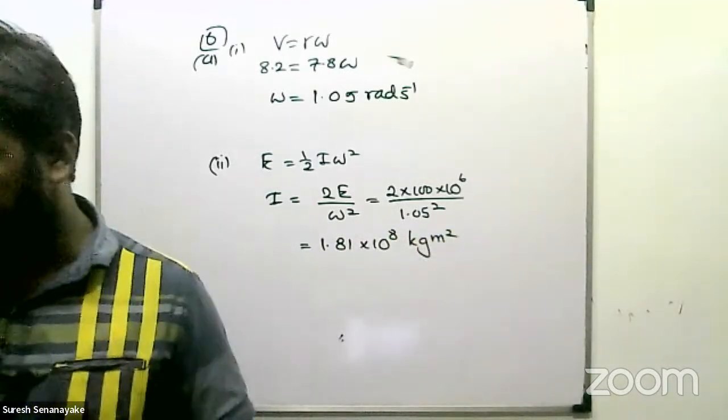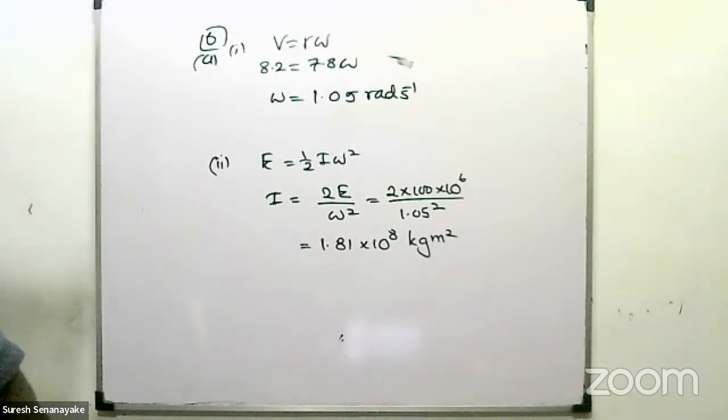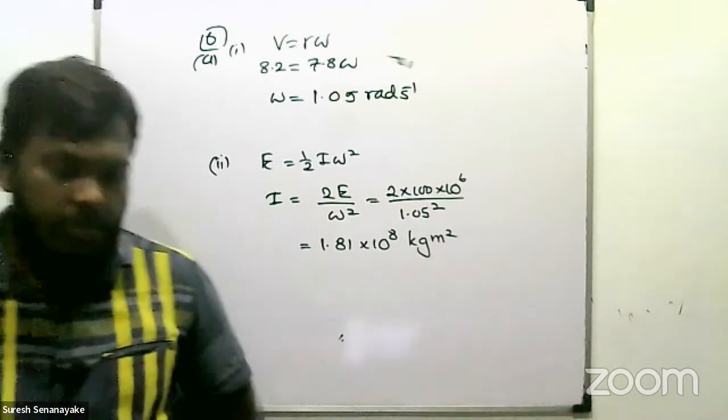And they ask to state one assumption made in the calculations. Because there's no other moving parts on this blade or on this turbine.